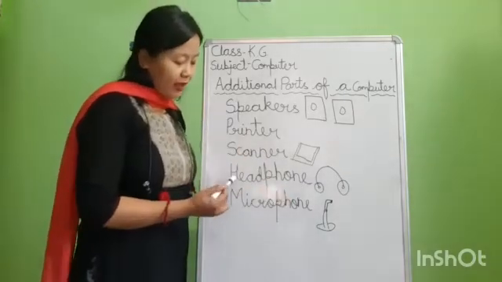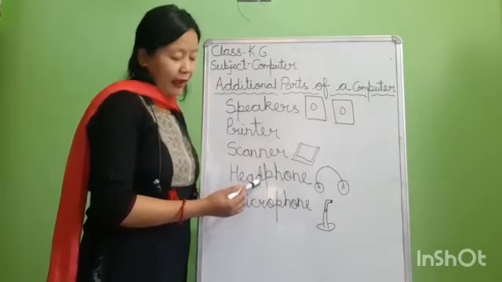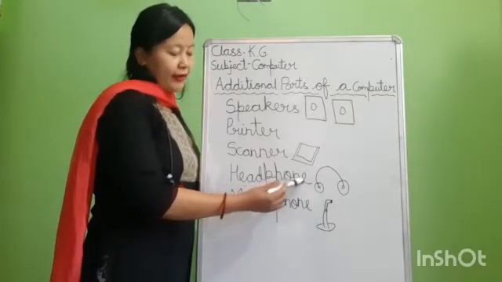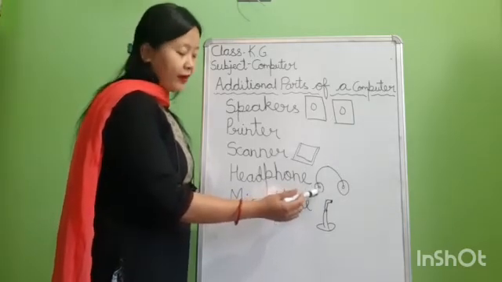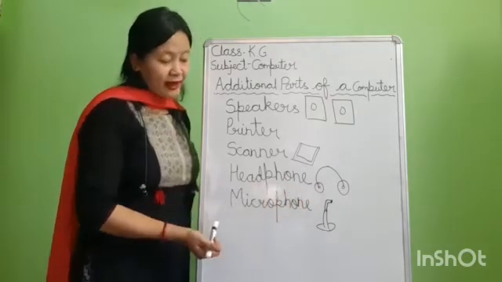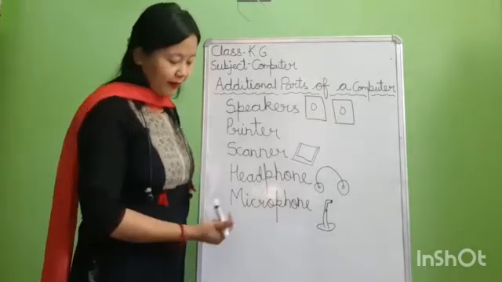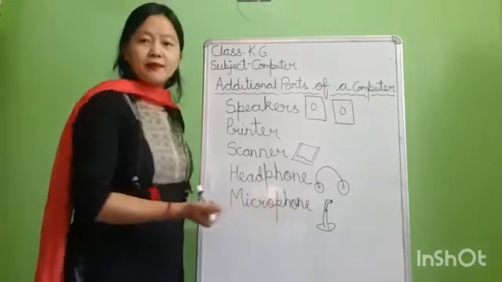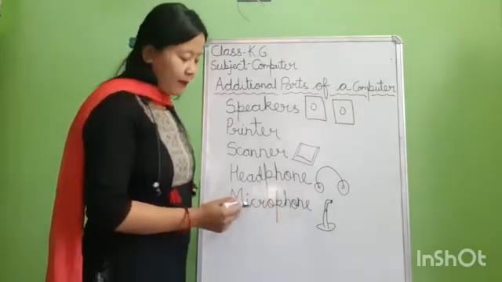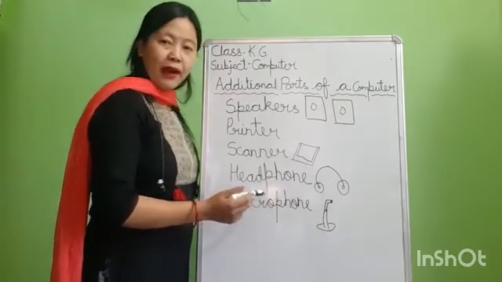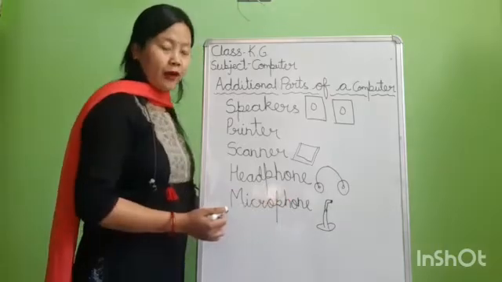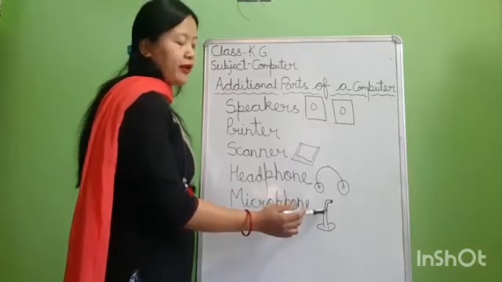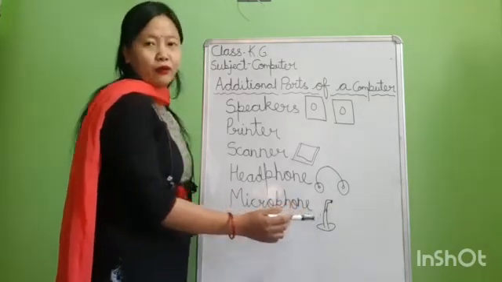Spelling of headphone: headphone. Children, this is a headphone. Now, children, the next additional part of a computer is microphone. Spelling of microphone: microphone. Children, this is a microphone.